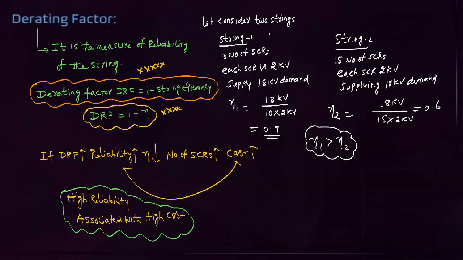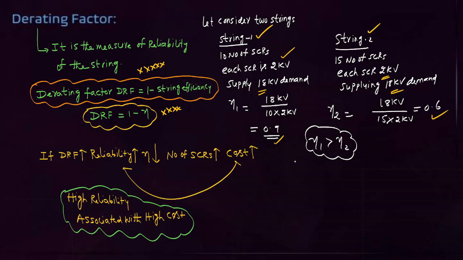For example, let's consider two strings. One string has 10 SCRs, each SCR rated 2 kV, supplying an 18 kV demand, 90% efficiency. Another string has 15 SCRs, each 2 kV, but supplying only 18 kV, 60% efficiency. Then no doubt, string 1 is more efficient, string 2 is less efficient.